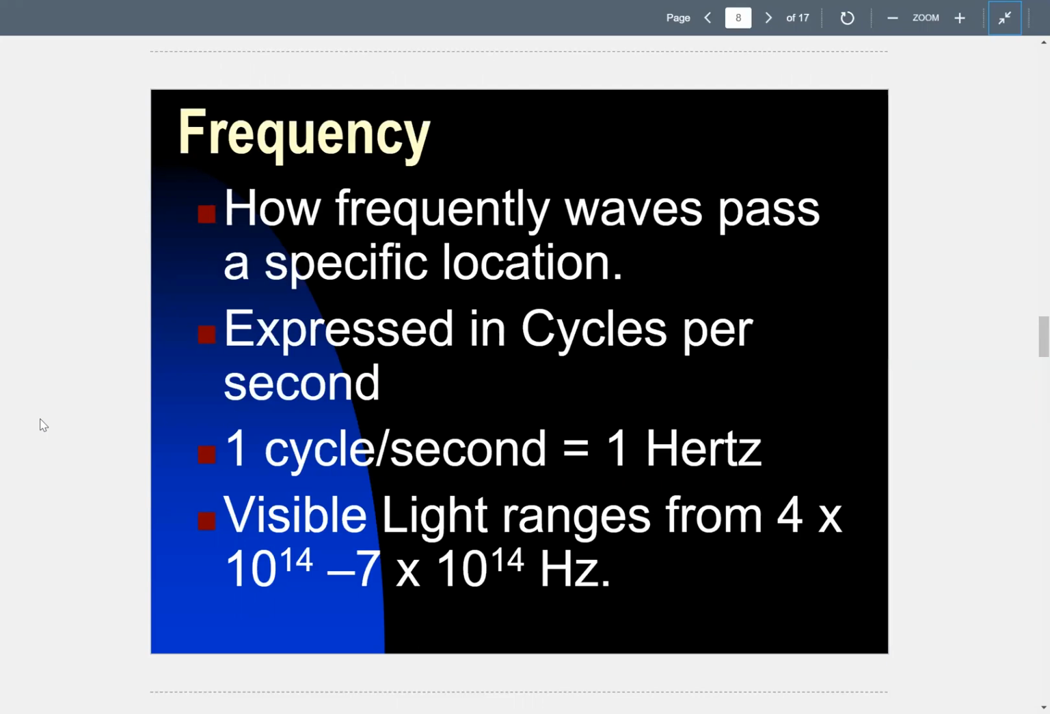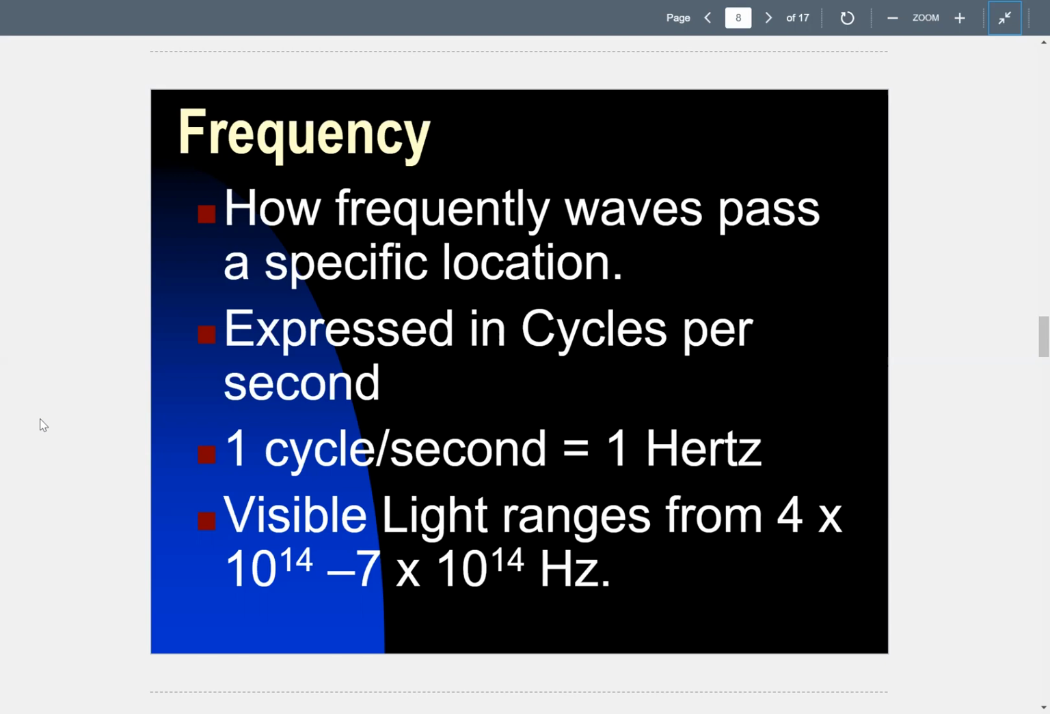For sound, frequency is going to be the pitch. So the higher the frequency of the sound, the more the pitch changes. If you ever say a high-pitched sound, you're basically saying that it's making that noise very, very frequently.